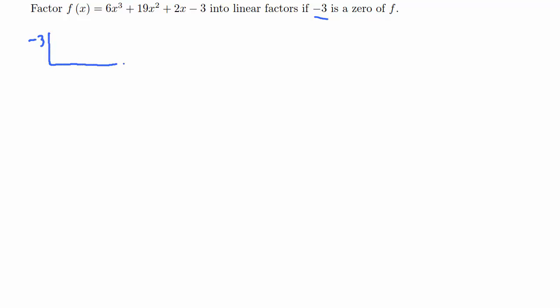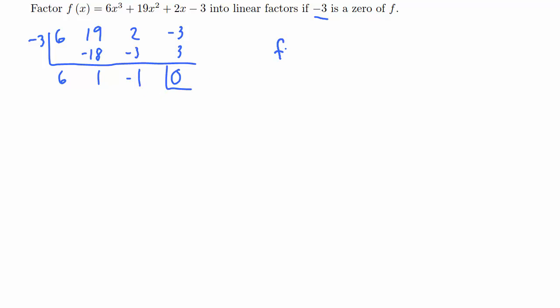So again, using negative 3 here, and then writing down the coefficients, we have 6, 19, 2, negative 3. And now notice that none of these are missing a degree, so we don't need to include any zeros here. So bring down the 6, multiply, add, multiply, add, multiply, and add. Fantastic. We've just proven that negative 3 is a zero of this function.